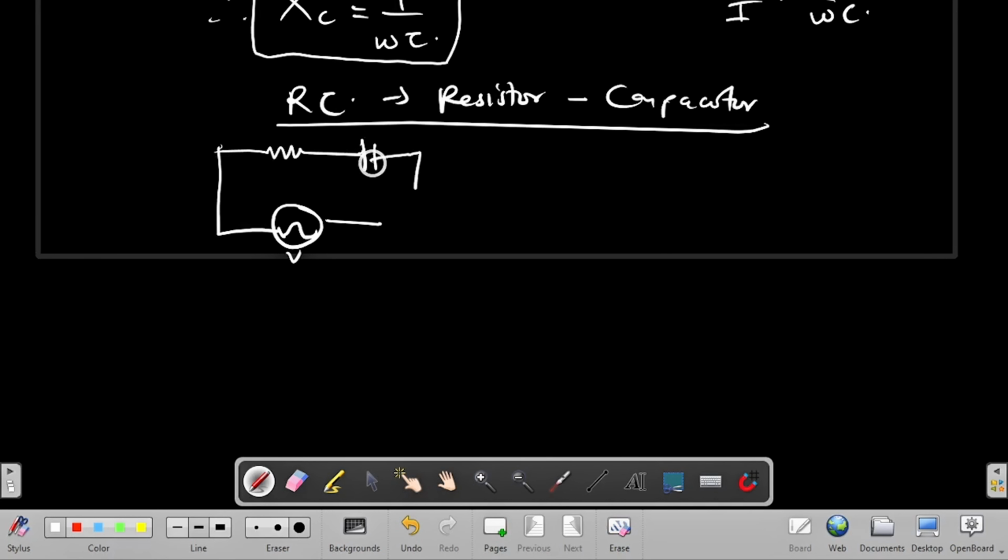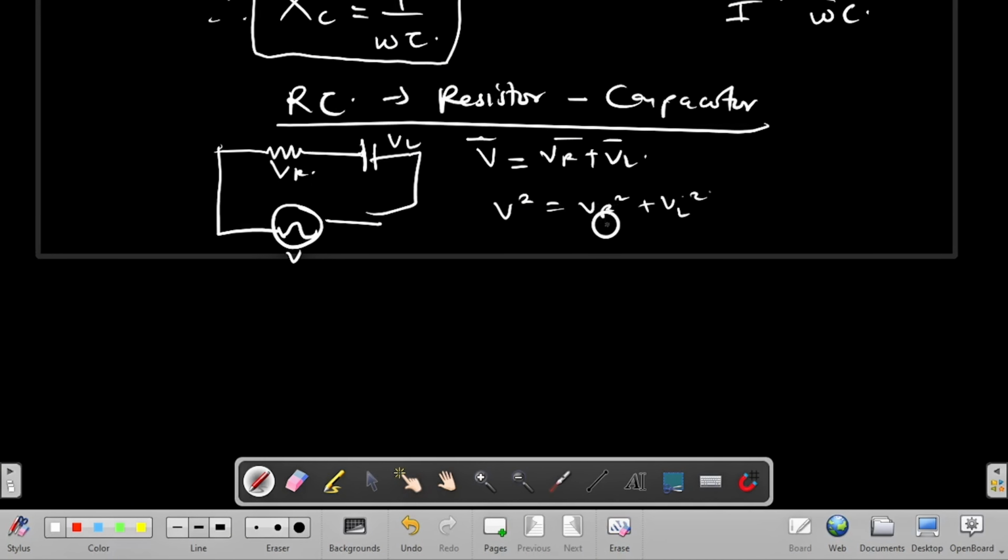Here, the voltage across the capacitor is VC, the voltage across the resistor is VR. If I'm to analyze this, you know that by KVL, Kirchhoff's law, the total voltage V is equal to my VR plus VC, in vector form. So here, my V squared should be equal to VR squared plus VC squared.